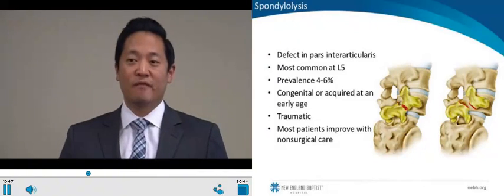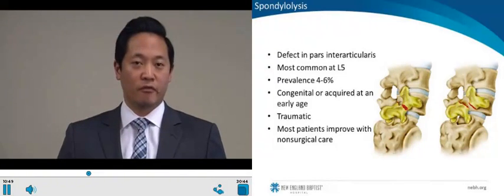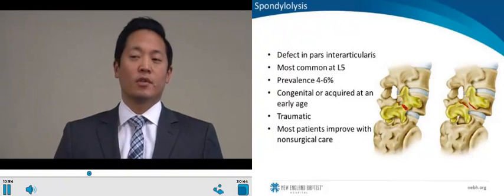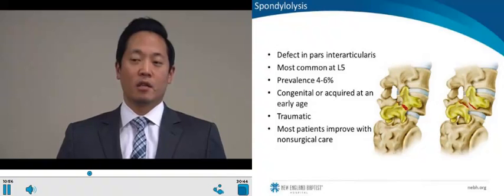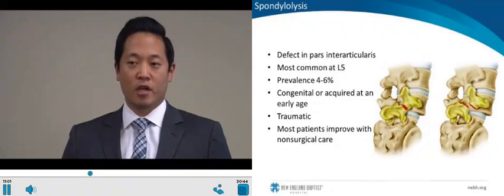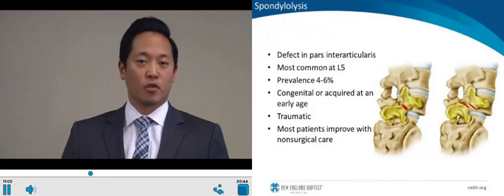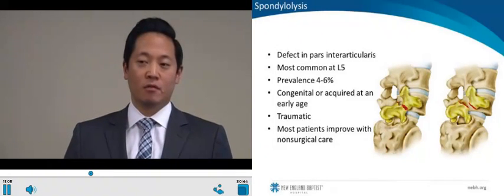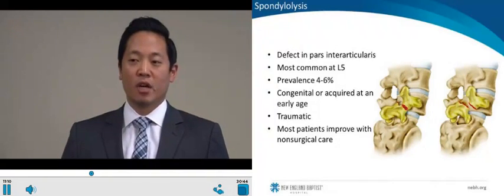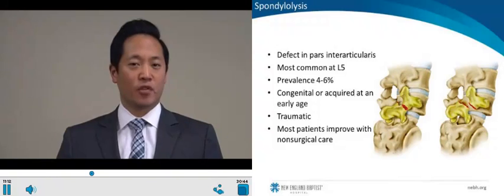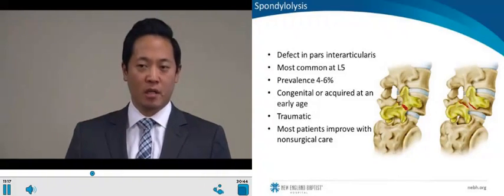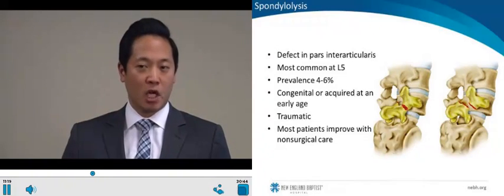Spondylolysis refers to a defect in the area of the posterior elements of a vertebral bone called the pars interarticularis. This is the region that spans the superior articular process down to the inferior articular process, as depicted here. This is most commonly seen at L5, and this is believed to be a result of the mechanical forces that this area experiences. The prevalence in the population is somewhere in the 5% range. It's typically either congenital or acquired very early in life. Sometimes it can be a result of a trauma as well.